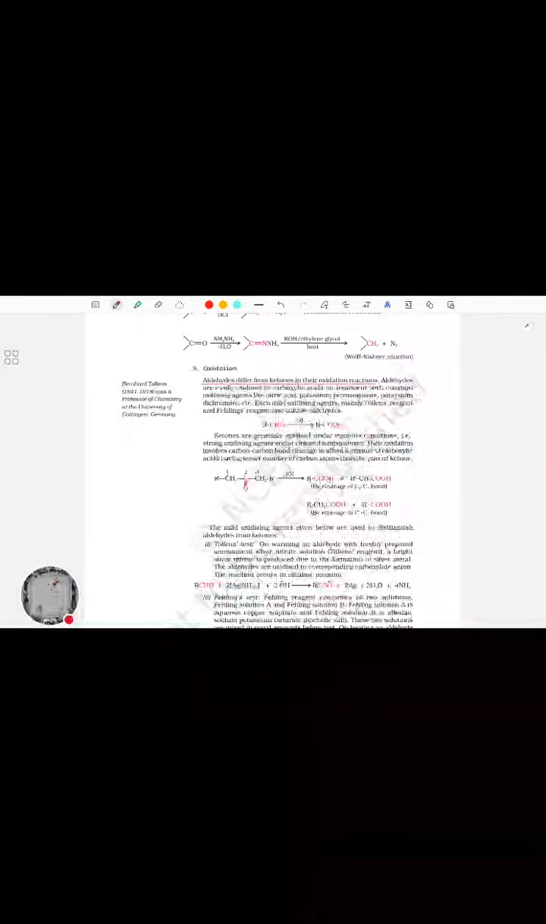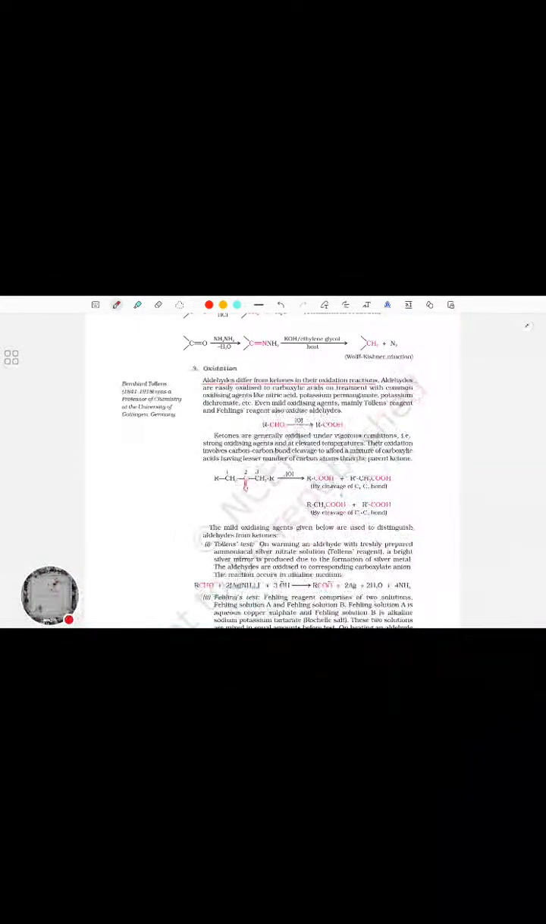Aldehydes differ from ketones in their oxidation reactions. Aldehydes are easily oxidized to carboxylic acids on treatment with common oxidizing agents like nitric acid, potassium permanganate, potassium dichromate. Even mild oxidizing agents like Tollens' reagent and Fehling's reagent also oxidize aldehydes. Ketones are generally oxidized only by strong oxidizing agents.